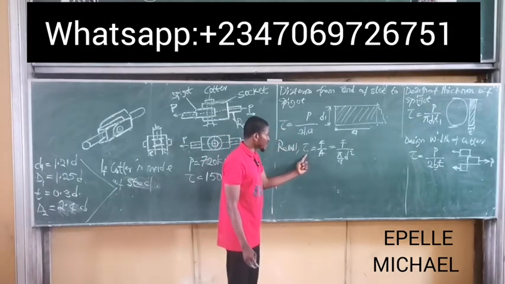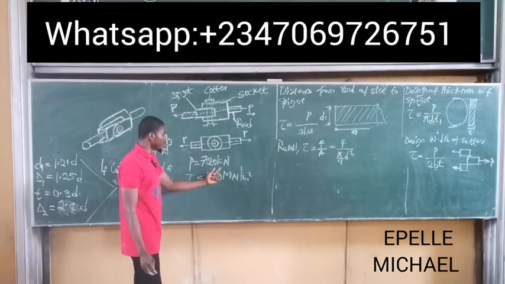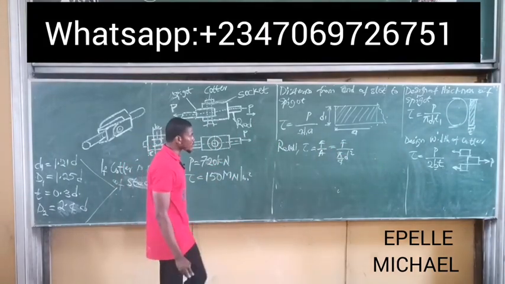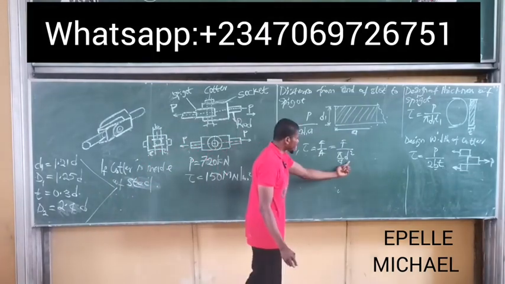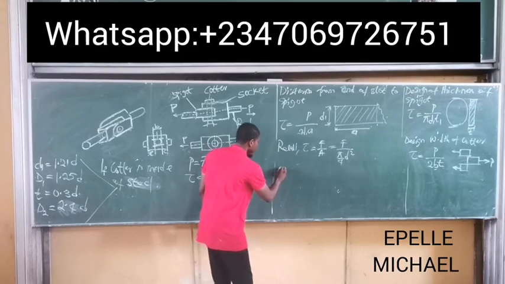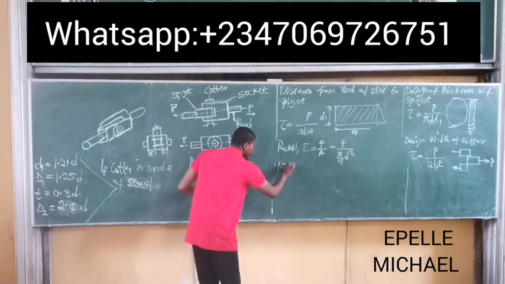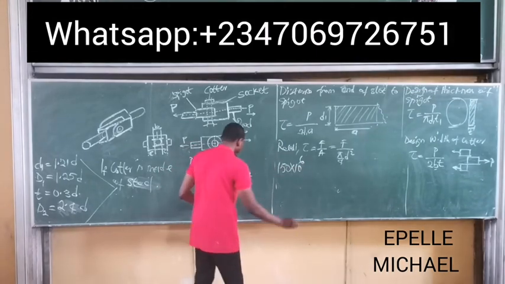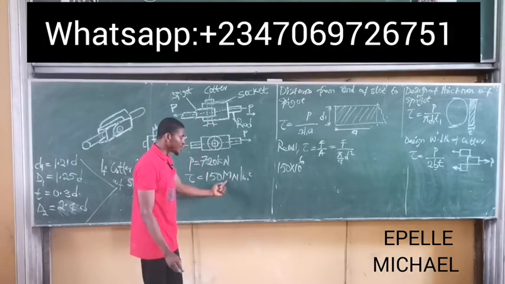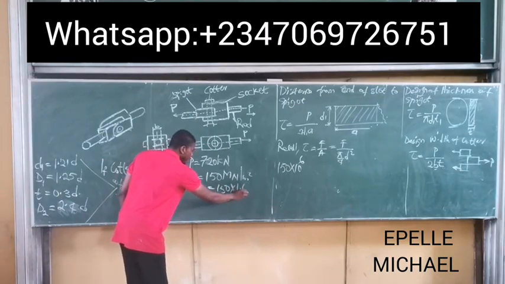We were given the shear stress, and we are given the load itself, P. P was given as 720 kilonewtons, still the same as F. So therefore we simply make D the subject of the formula. To do that, shear stress was given as 150, so you have 150 by 10 to the power of 6. Remember, this is 150 meganewtons, which is the same thing as saying 150. Mega is by 10 to the power of 6.